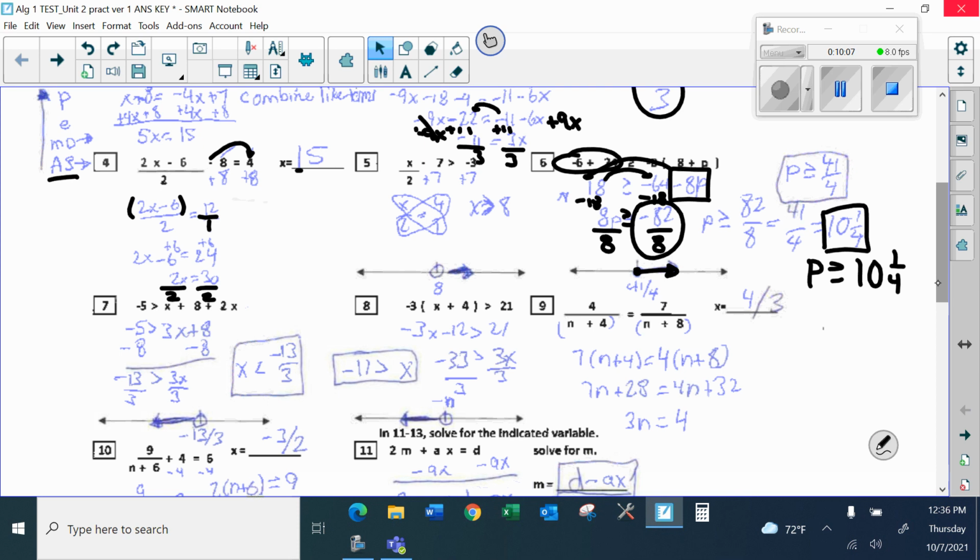Okay, oh, right here, I forgot to do the shading there. I mean, the graphing there. X is greater than 8, so there's no equal sign, so it's an open circle at 8, and again, greater than is to the right.